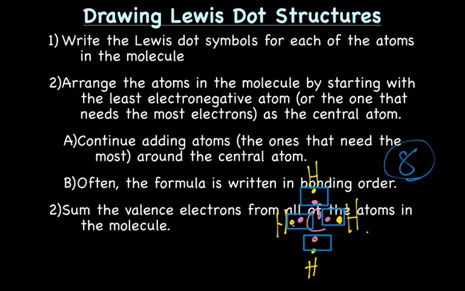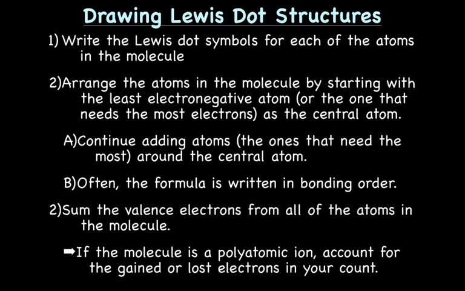And truthfully, I would say that doing step 2, and that should actually be step 3, I would do step 3 while I'm writing the Lewis dot symbols for each of the atoms. So know how many electrons you're starting with.